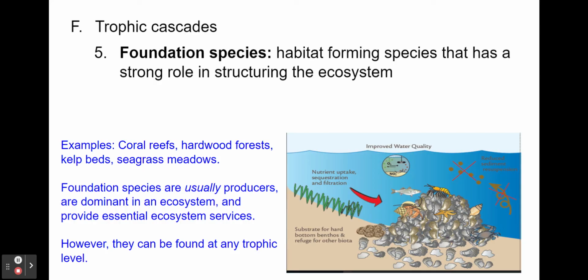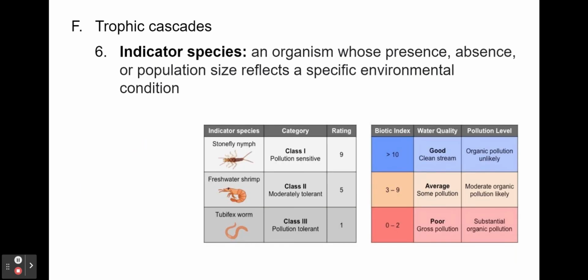Foundation species are usually dominant in an ecosystem, so we see tons of them, and they provide essential ecosystem services. However, they can also be found at any trophic level. There are some cool examples of alligators digging holes into the ground that fill with water, and those little holes or depressions provide crucial water sources to other animals during a drought. So it can be at any trophic level.